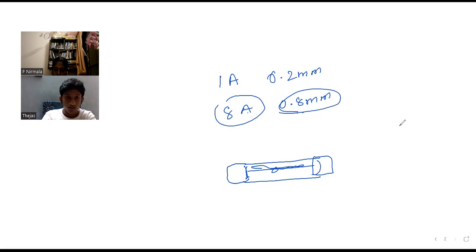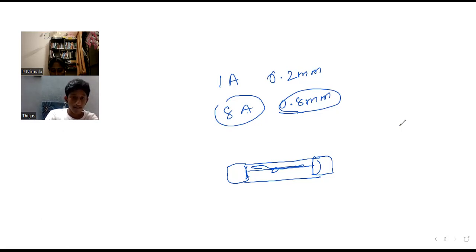Totally how many wires are there? Three wires, right? Live wire, neutral wire, earth wire. So what is the live wire's functioning? It carries current from the source to all the appliances. That is the functioning of the live wire. The neutral wire takes the current back to the source. And the earth wire prevents shock.